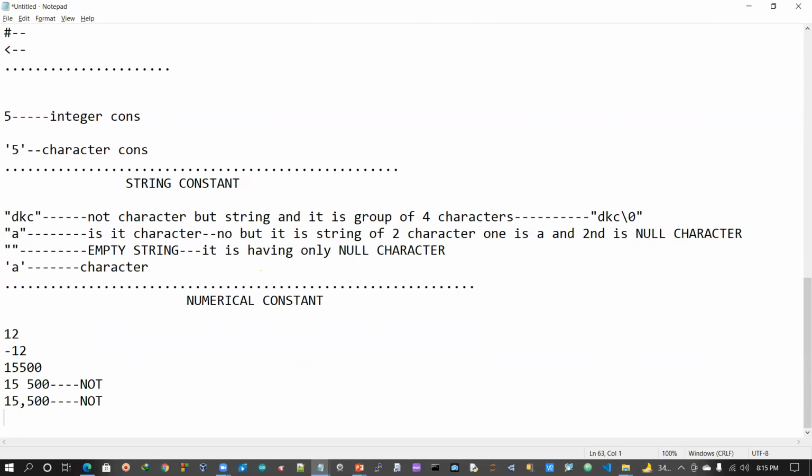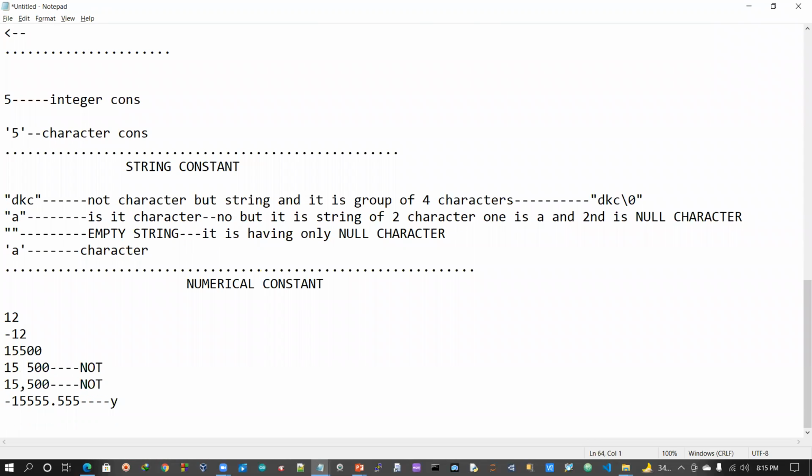Now I'm taking minus 15,500 point 555. This is a decimal, yes. So very simple. What is the conclusion? You must not have the space. You must not have the comma. You may have the negative sign. You may have the positive sign. You may have the decimal point. This is very simple.